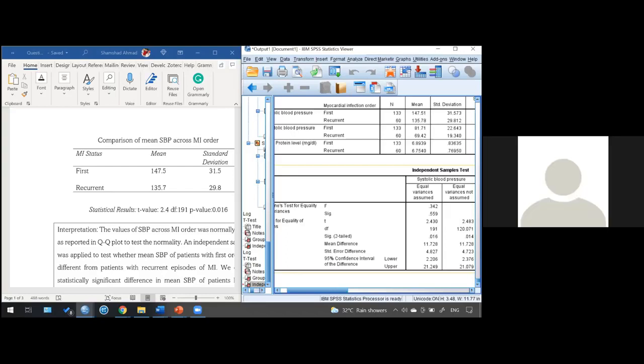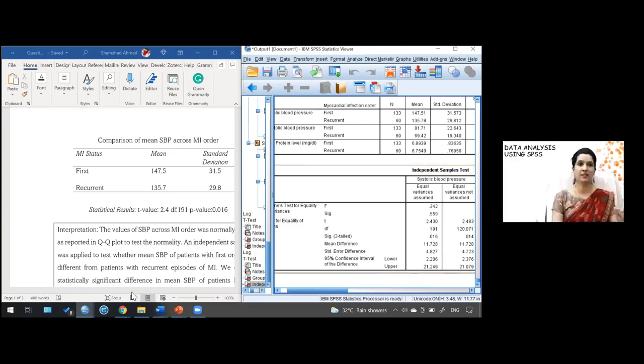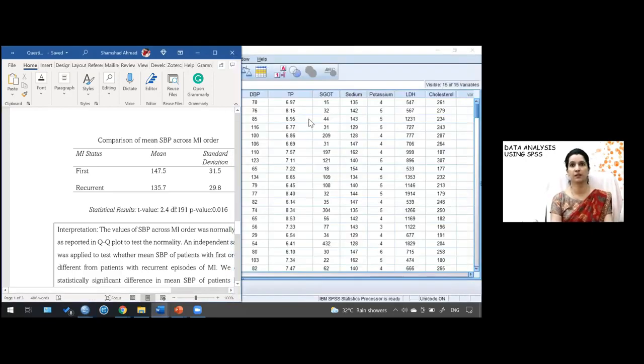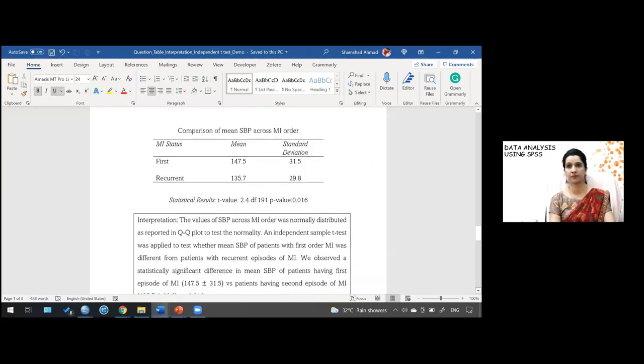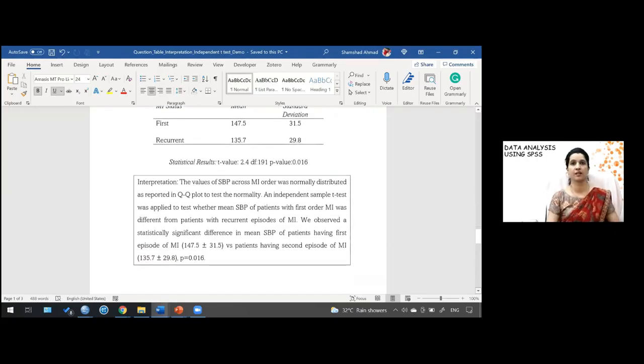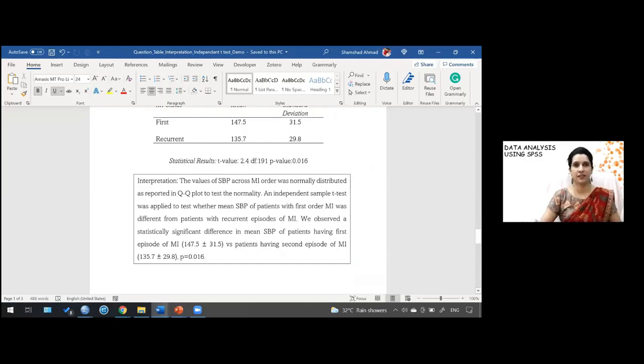Yes. Clear? Okay. So if it is clear, then there is a request that one of you can read this interpretation for me. Yes. Can anyone read this for me?